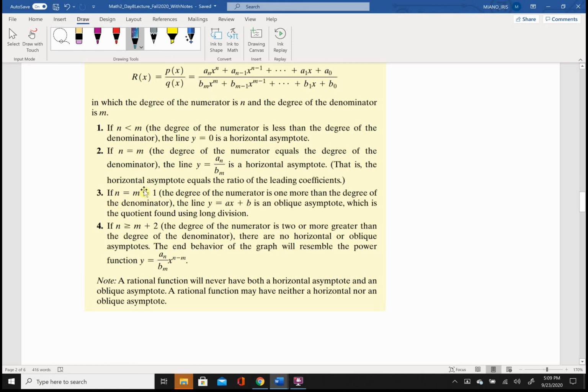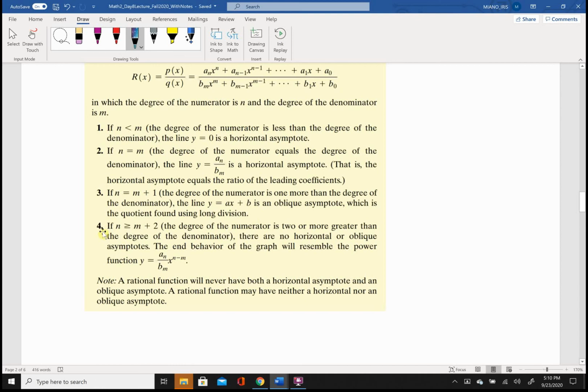Case 3, if the numerator degree is 1 more than the denominator degree, then the line y equals ax plus b is going to be an oblique asymptote that you have for your graph. And the way that you get this y equals ax plus b is to perform long division on the polynomials that make up your rational function. I have an instance in which we're going to have an example of this, so if you're like, oh my god, polynomial long division, I don't remember how that goes, I'm going to demonstrate that for you.